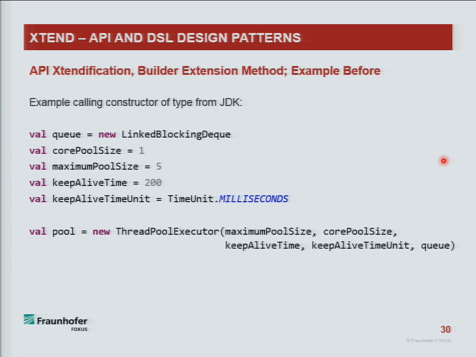So here's an example from the JDK. We have the thread pool executor, and it can take some parameters, and you don't write the parameter values in there because you don't know what they mean later on. So you pull them out to variables, to immutable variables, before you call the constructor.